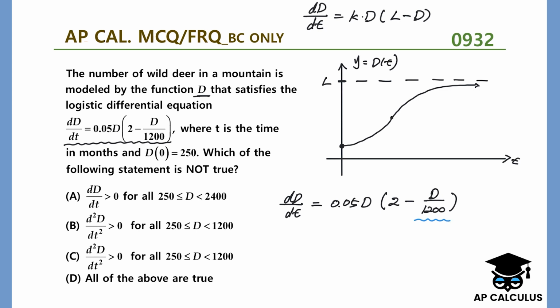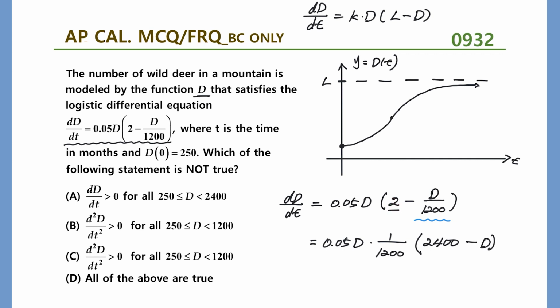So that's going to be equal to 0.05 d times 1 over 1200, then this is going to be 2 times 1200, 2400, because 2400 divided by 1200 gives us 2, right? So minus d. So that's going to be equal to 0.05 over 1200, that's our k, times d times (carrying capacity 2400 minus d). So this carrying capacity is 2400.